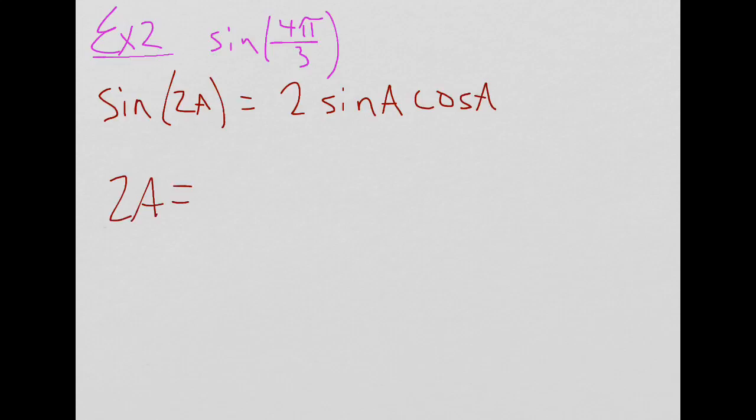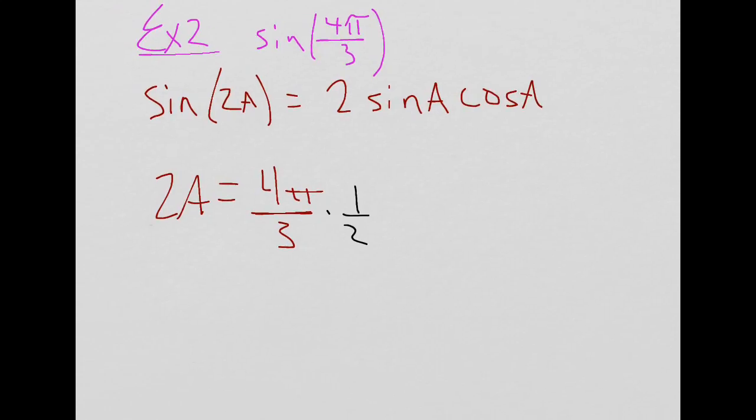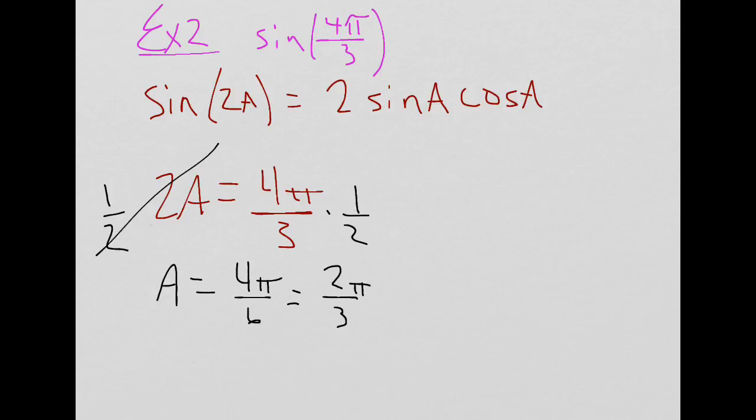So we need to know what a is to be able to use the formula. So 2a is equal to 4 pi over 3. And if I divide both sides by 2, it's the same as multiplying by what? 1/2. So if I multiply both sides by 1/2, those 2's cancel. And a is equal to 4 pi over 6, which is the same as 2 pi over 3.